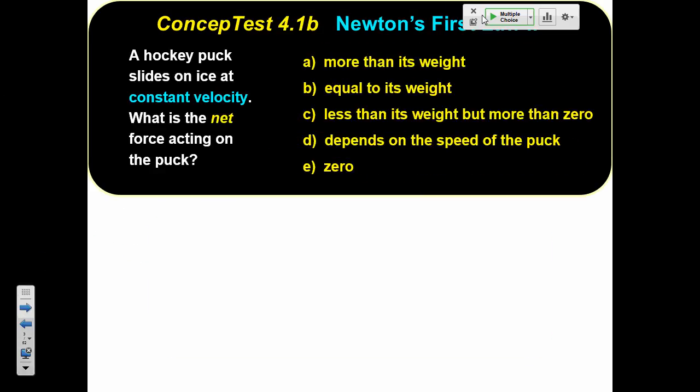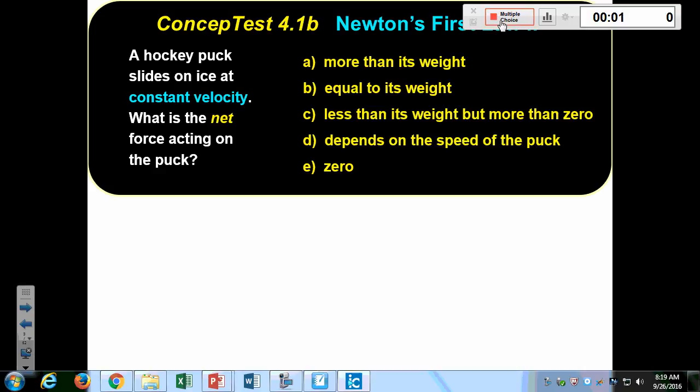A hockey puck slides on ice at constant velocity. What is the net force acting on the puck?